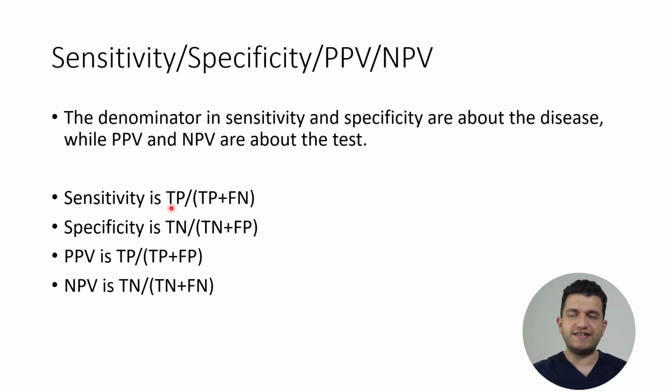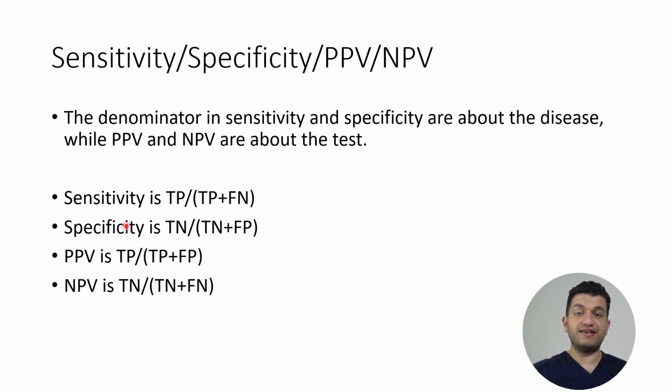So in sensitivity, truth is always above. So true positive divided by the combination of a true positive and false negative. True positive means the test is positive and it's true, he has the disease. While false negative, the test is negative, but he has the disease. That's why we call it a false negative. So literally everyone in this equation has the disease.